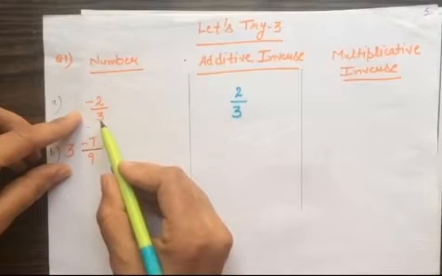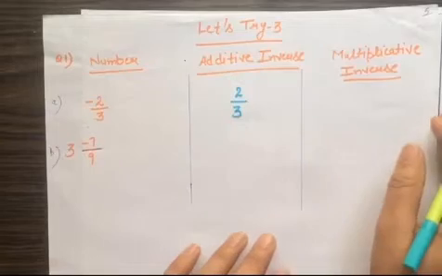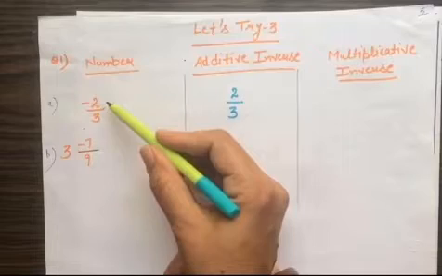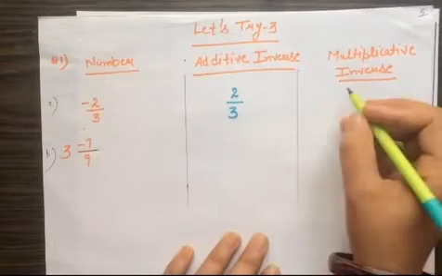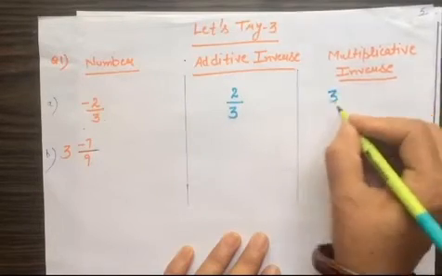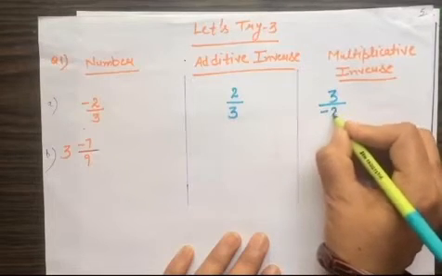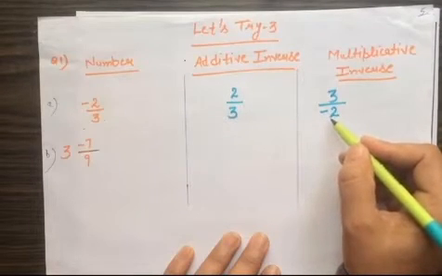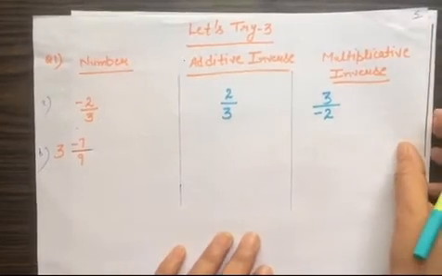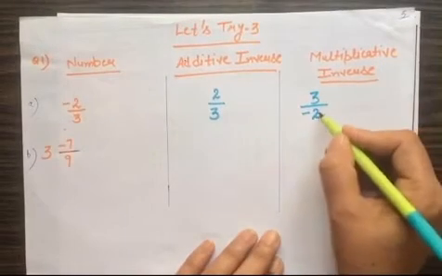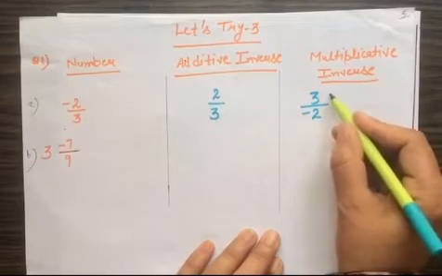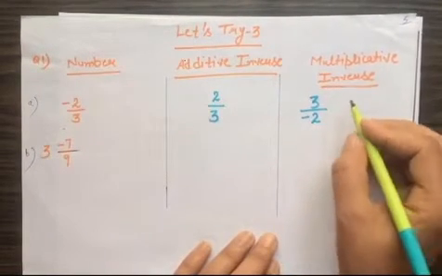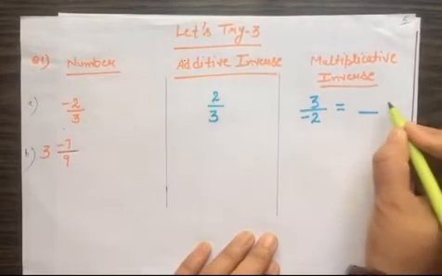And what is its multiplicative inverse? That is equal to its reciprocal. So 3/-2. As we have done before, we cannot write this minus in the denominator. We have to convert it into standard form. So what should we do? Multiply the numerator and denominator by -1. And you will do it yourself, and you will write here the standard form of this number.